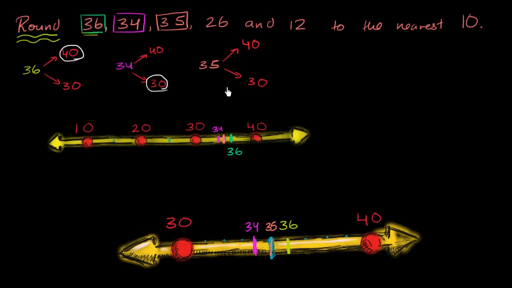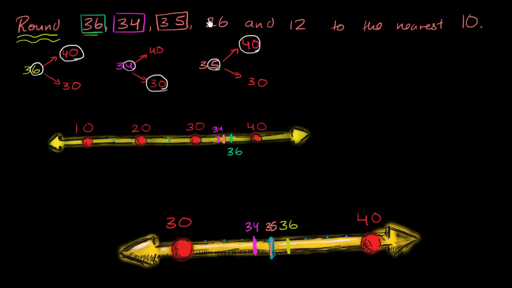So the mathematical community has decided to define what to do in the case where you have a 5 in the ones place. If you have a 5 or more in the ones place, you will round up. This is just a rule. So 35, you round up to 40. Notice, a 6 in the ones place was 5 or more, so if you're rounding to the nearest 10, you round up to 40. A 4 in the ones place is not 5 or greater, so we rounded down. And so this gives a pretty good clue for these other two numbers.